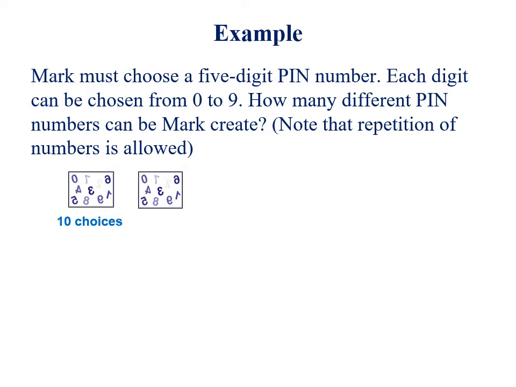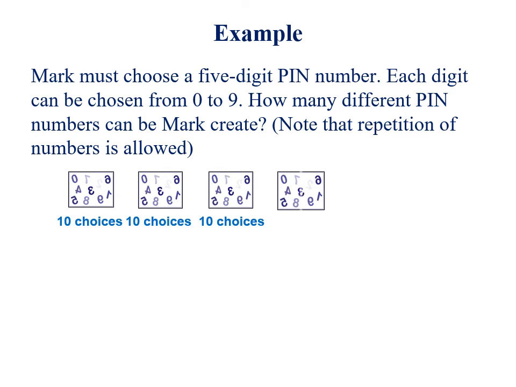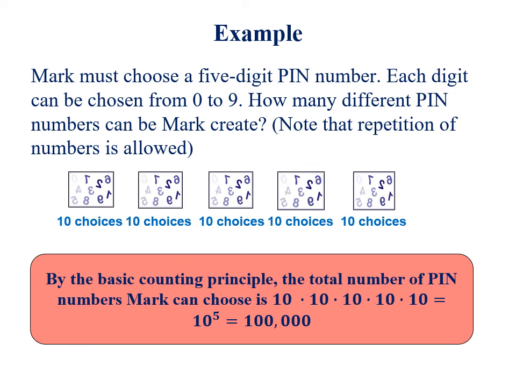For the second one, we have 10 choices, because from 0 to 9, that's 10 numbers. For the third one, we have 10 choices. For the fourth digit, we have 10 choices. And for the fifth digit, we have 10 choices. Therefore, he can create or choose from 100,000 choices to create a 5-digit PIN number.